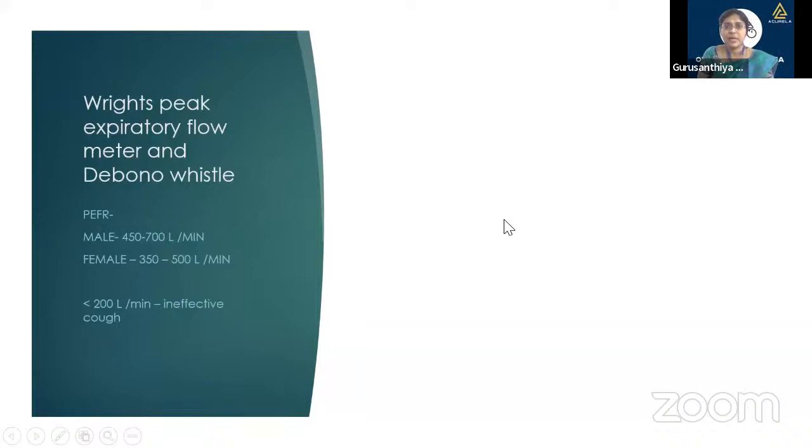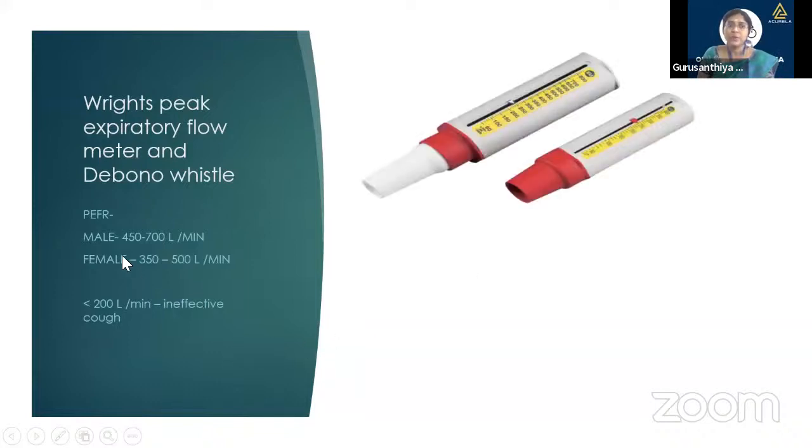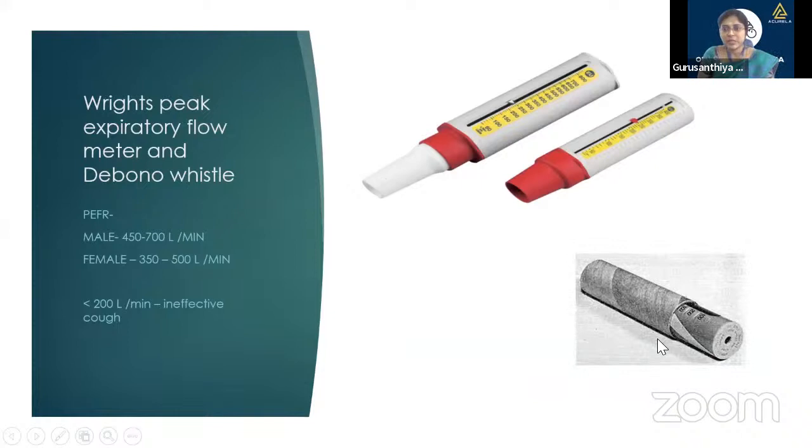This assesses the peak expiratory flow rate. The peak expiratory flow rate normal value is 450 to 700 liters per minute in males, and in females it is 350 to 500 liters per minute. Anything less than 200 liters per minute predisposes the patient to have an ineffective cough and predicts the patient for POPC. So this is the peak expiratory flow meter, and this is Debenhams whistle.